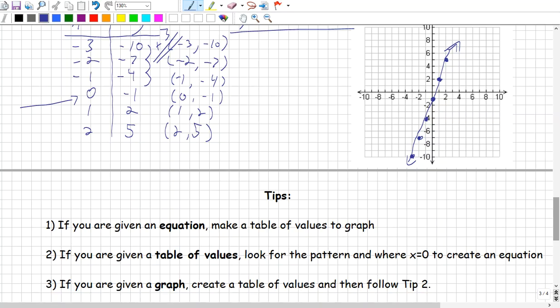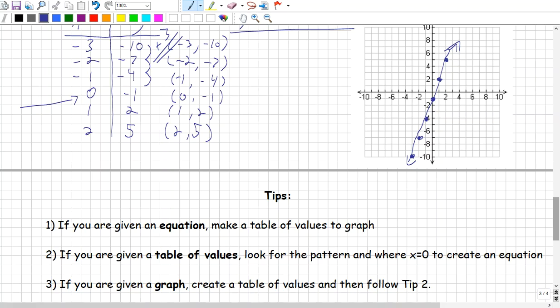For tip 2, if you're given a table of values, then you can just take that table of values. You can first of all plot the points because they're easy, but to come up with the equation, you want to find that pattern, what they go up by every time. That's the coefficient in front of x. And you want to find out where x equals 0, and what your y value equals, and that will be your constant value at the end.